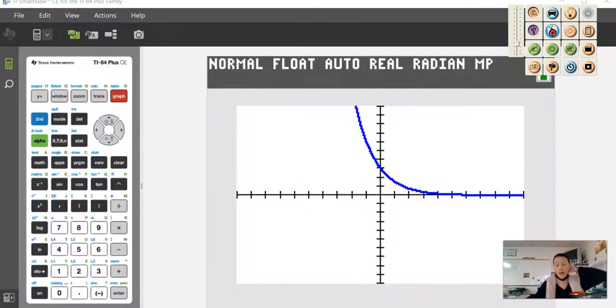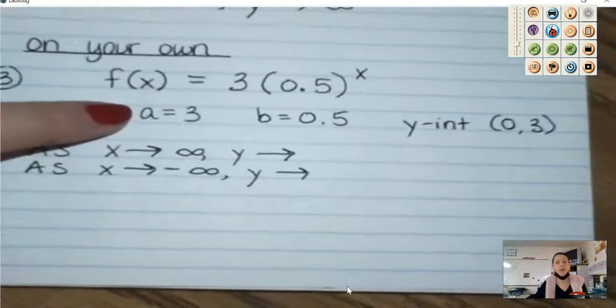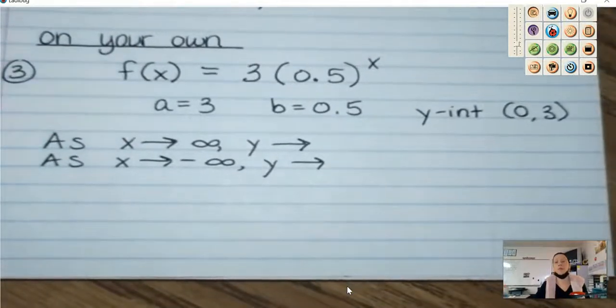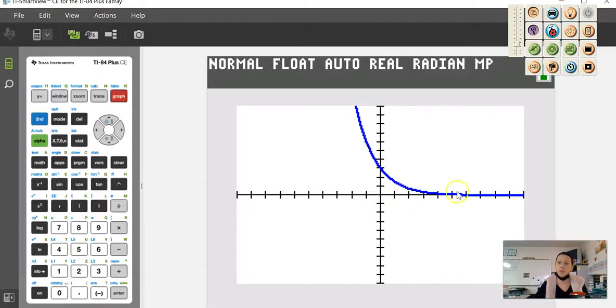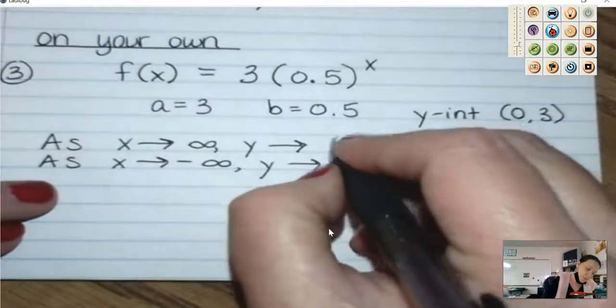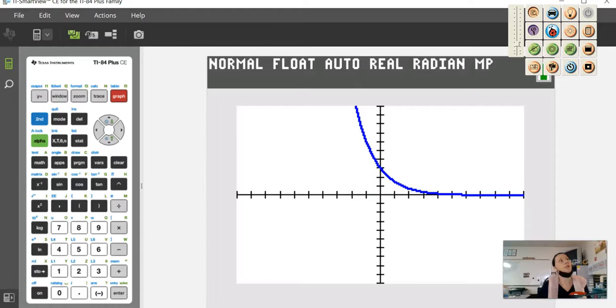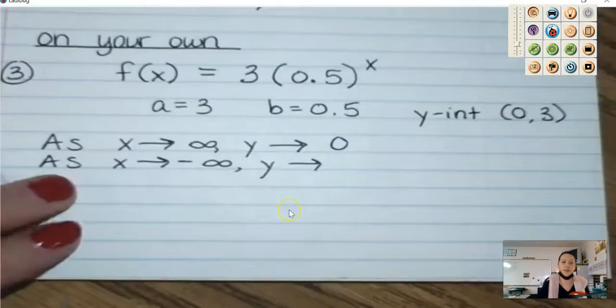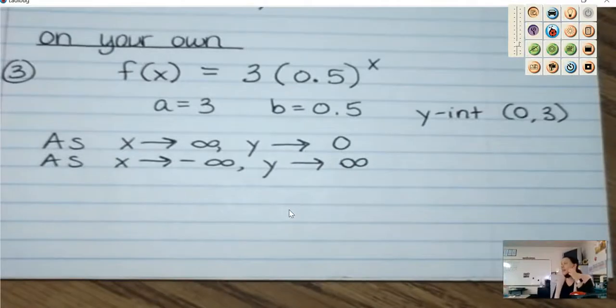Okay, here's your graph. A is 3, b is a half, y-intercept is 0, 3. As x got bigger, the y got closer to 0. As x got smaller, the y values increased forever up to positive infinity. Questions on any of that?